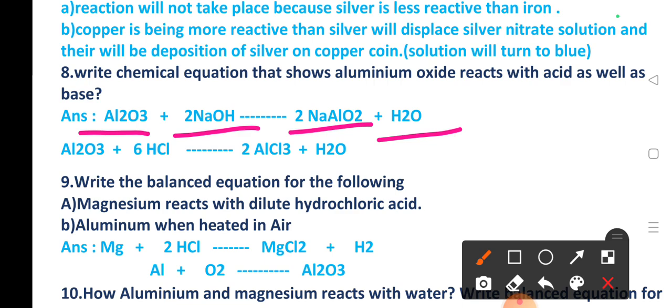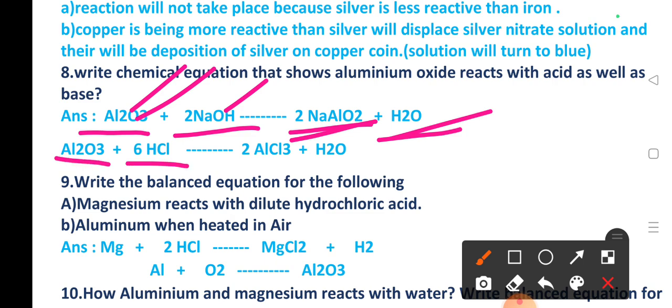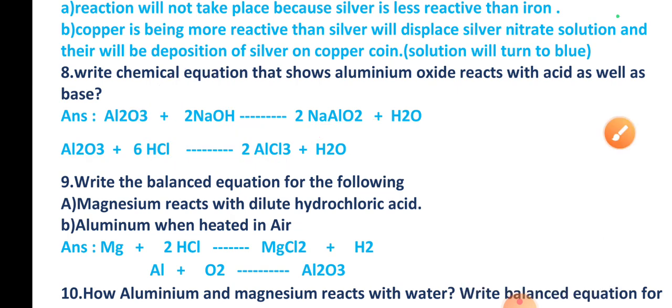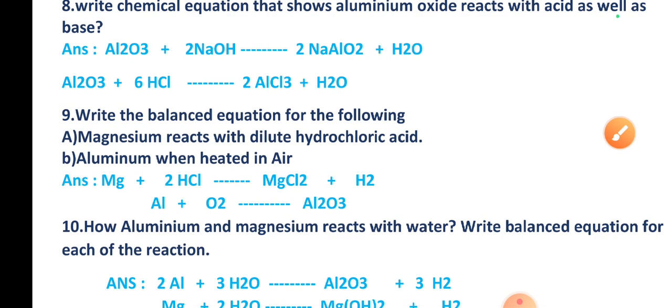Write a chemical equation that shows aluminum oxide reacts with acid as well as base. First, they are given because aluminum oxide is an amphoteric oxide. Sometimes it acts like an acid, sometimes it acts like a base. Whenever it reacts with a base, it acts as an acid. Here they gave sodium aluminate as a product with water. Whenever it reacts with acid, it acts as a base. What does it give? It gives aluminum chloride with water. It is amphoteric in nature because of this only.